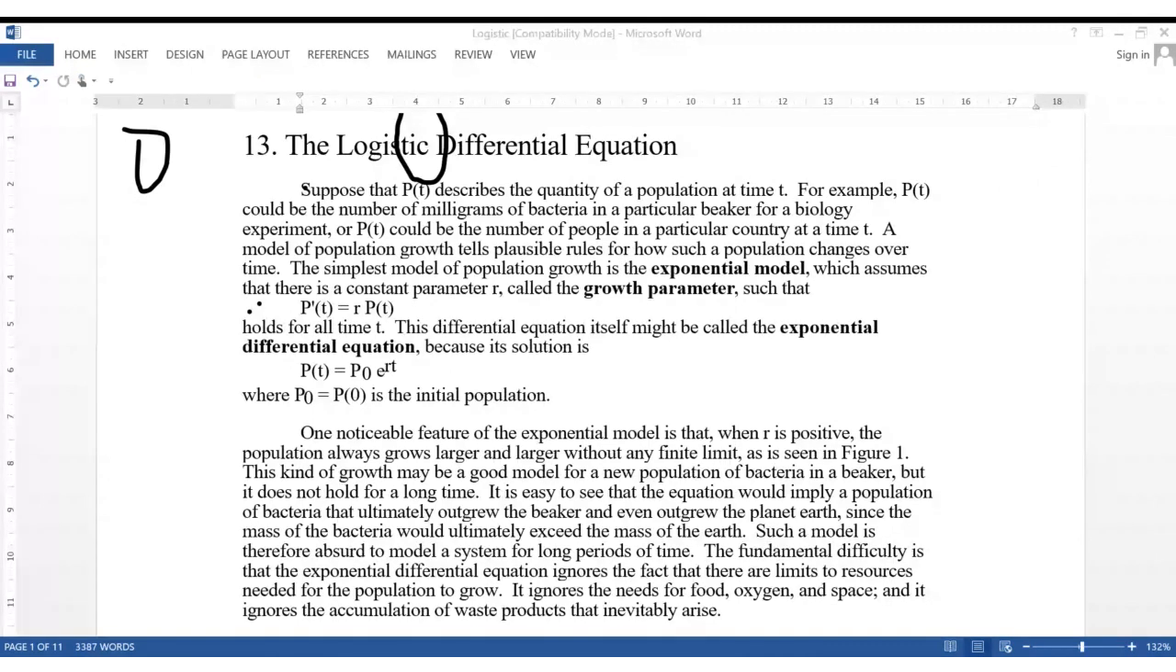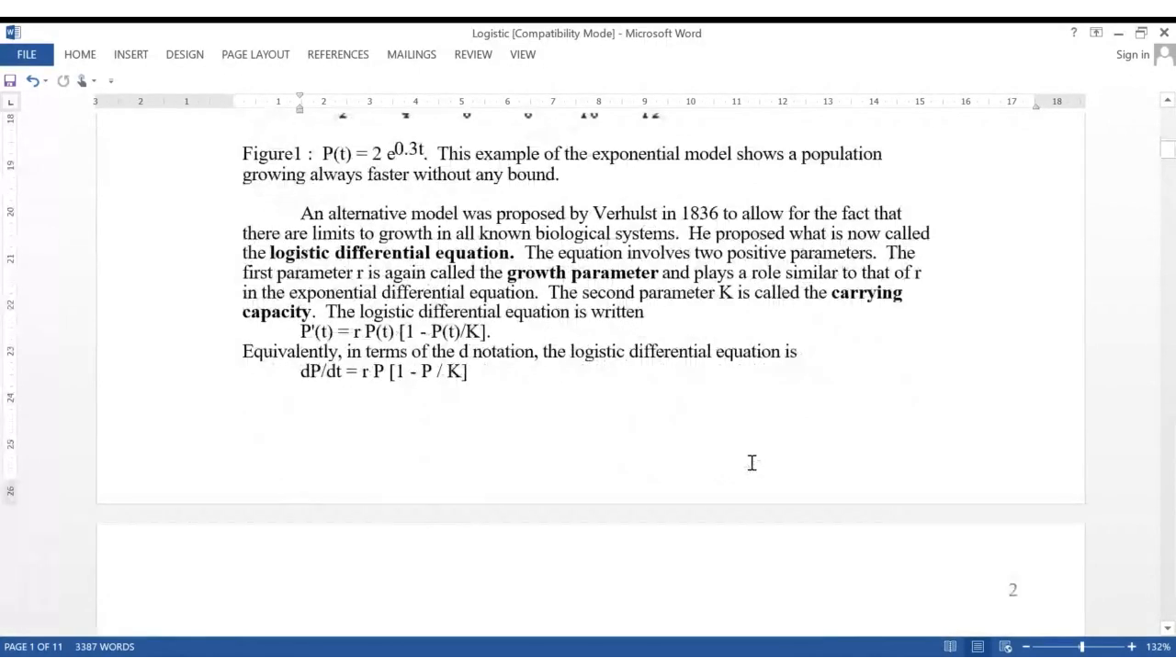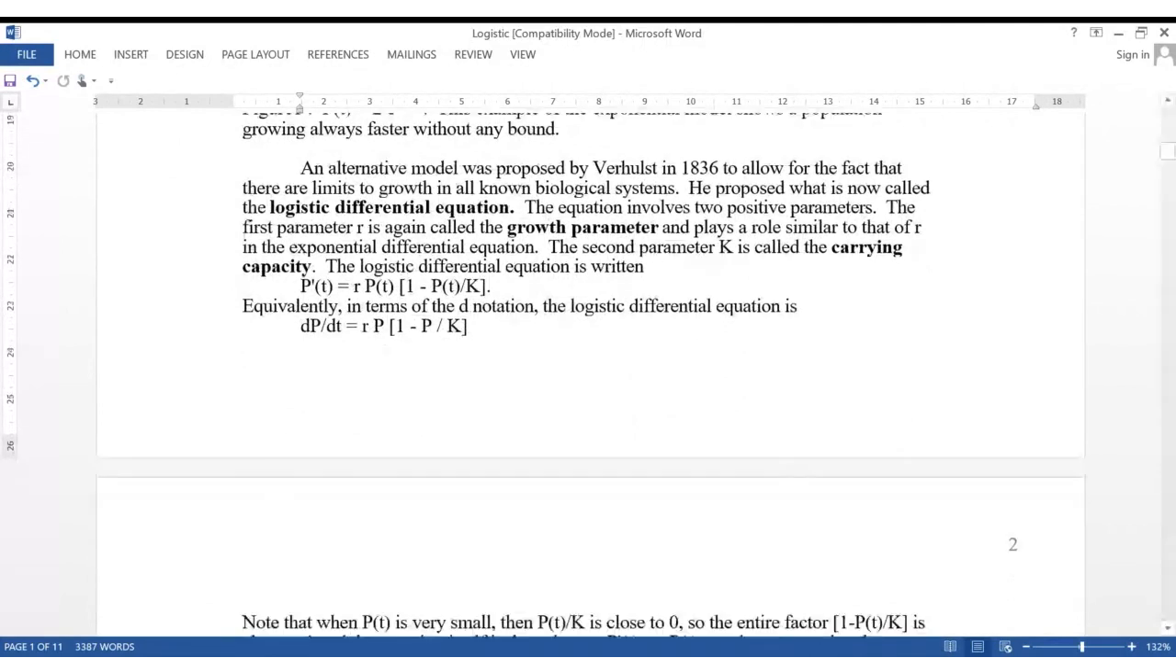Remember, last time the law of exponential change was just given by P naught, or you can use capital A, and then e to the power rt, where r was the growth parameter. So the law of exponential change has only one thing, which is the growth parameter. But the logistic equation is a bit different, because it has another parameter.